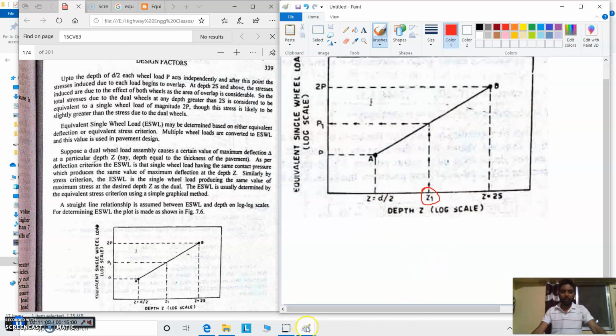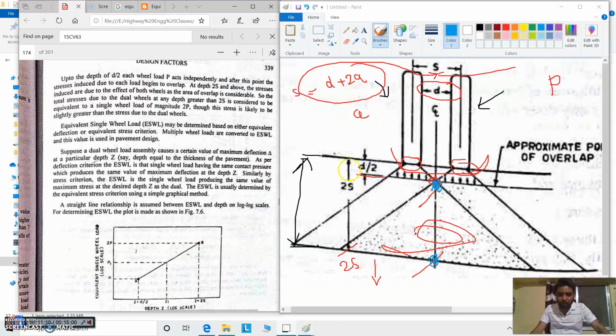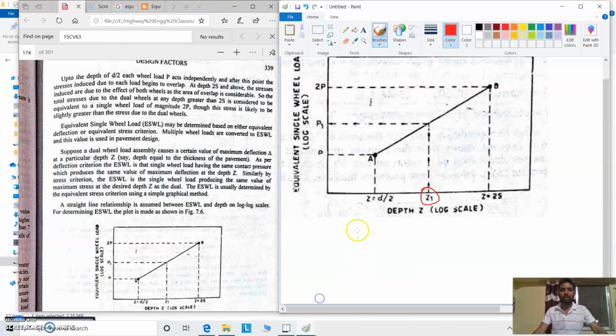We have considered d by 2 to 2s because here we have to analyze the stress. Before d by 2 depth a single wheel load acts individually, and after 2s there will be an equivalent single wheel load, but in between there is an overlap of these two wheel loads. That is why we are considering in between d by 2 to 2s.